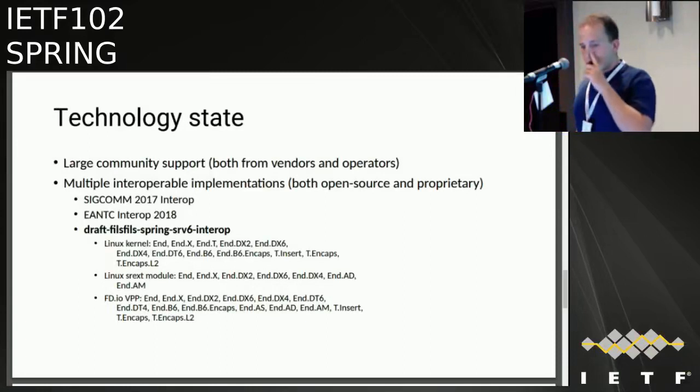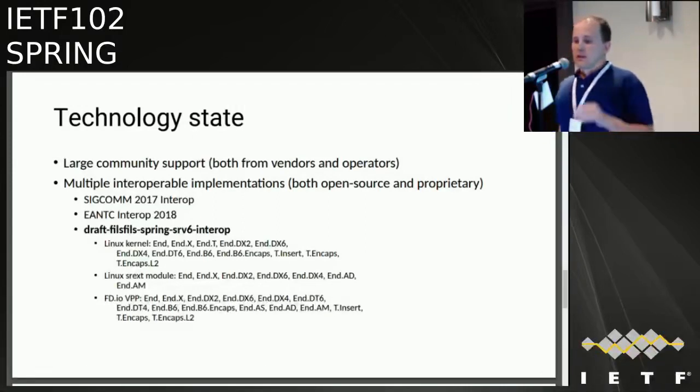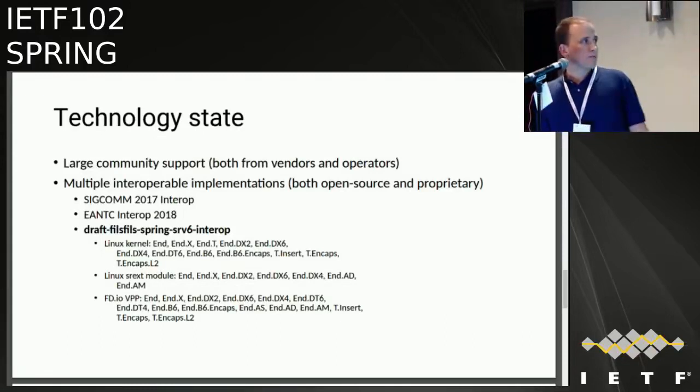If we look at the technology state for this draft, as you might already know, we have large community support. We have multiple interoperable implementations, both open source and proprietary. At SIGCOMM 2017, there was an interop where there were 2 different vendors and several different open source implementations. In the EANTC interop report this year, there was also one vendor that had already shown interop and another different vendor. And with all this information, we wrote a new draft, draft Spring SRv6 interop. Specifically, it's quite important for the open source implementations: the Linux kernel, Linux SRext module, and FD.io VPP.